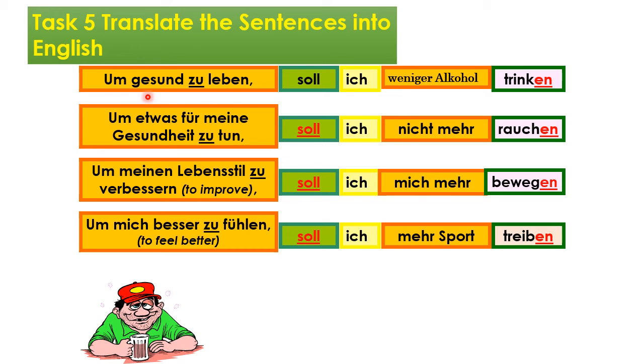So here it's really clear. You've got your zu construction here, you've got your verb, your subject, whatever else is in the sentence, and then your infinitive of your second verb at the end of the sentence. Okay? Think about what the beginnings mean. These all mean I should, and then something that I either should do or shouldn't do. So put these into English.